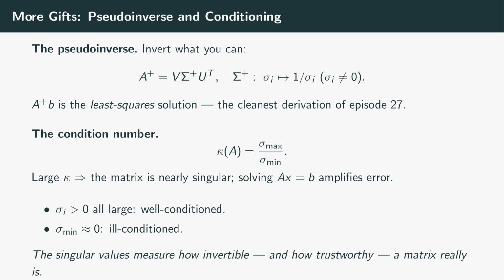Second, the condition number. Define it as the largest singular value divided by the smallest. This single number tells you how trustworthy the matrix is to compute with. If all the singular values are comfortably large, the matrix is well conditioned and solving systems with it is stable. But if the smallest singular value is close to 0, the matrix is nearly singular, the condition number blows up, and tiny errors in your data get amplified enormously in the answer. The singular values, in other words, measure how invertible and how reliable a matrix really is.